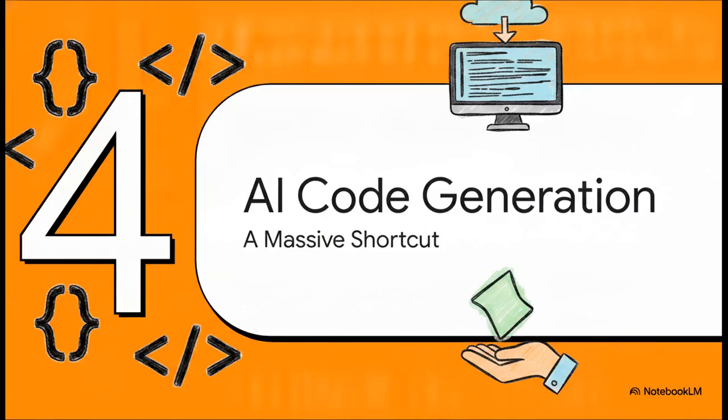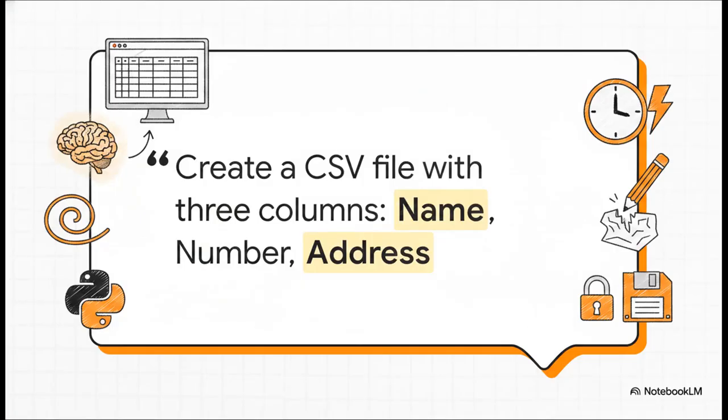Okay, Section 4, AI code generation. This is the really fun part. To show you how much of a shortcut this is, the instructors used a very simple prompt. They asked the AI to create a CSV file with 3 specific columns. Instantly, Gemini generated a perfect script using the CSV Writer module, populated it with placeholder data, and safely saved it. What usually takes 5 minutes of typing and debugging took maybe 2 seconds.